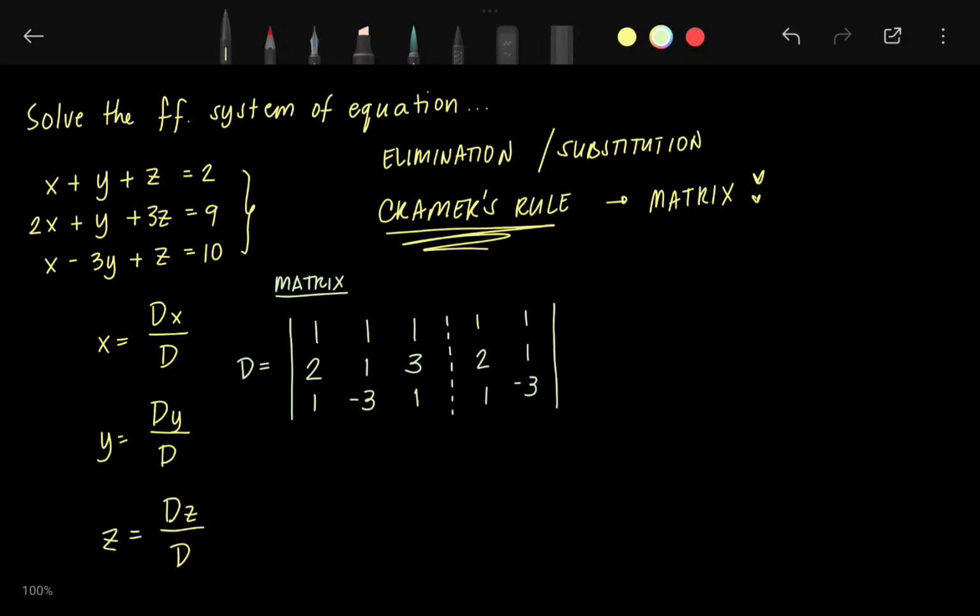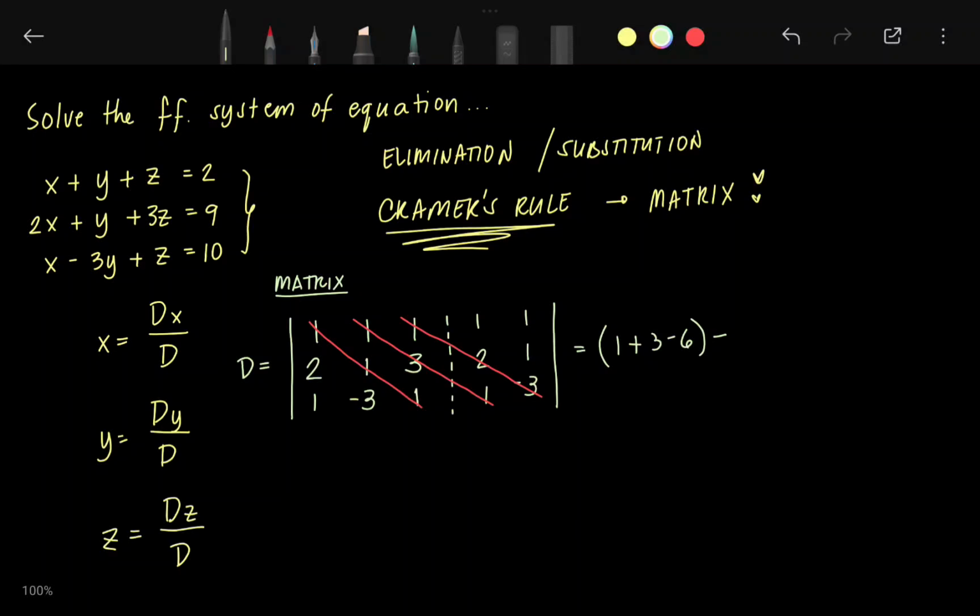So, how do we do this? What you do is multiply all of these downward, and then you add them all. So, that equals 1 times 1 times 1, which is just 1, plus 3 times 1 times 1 is 3, plus 2 times 1 times negative 3. Oops, that should be negative 6. Okay, hopefully you saw that.